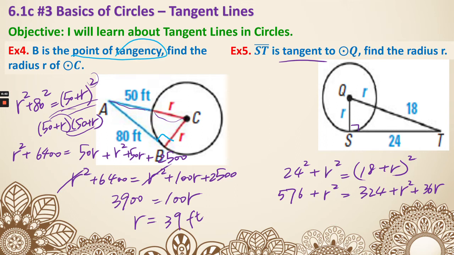Again, you gotta write it twice so you can distribute. I just automatically distributed already. R squared is gone, and we need to subtract 324 on both sides. That's going to give us 252 equals 36r. Divide both sides by 36. R is going to be 7. That's example 5.